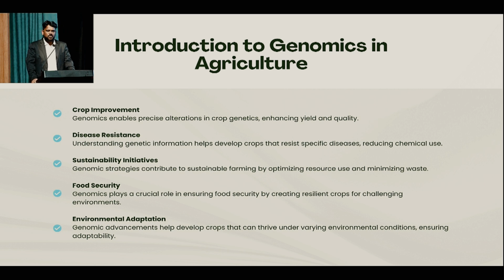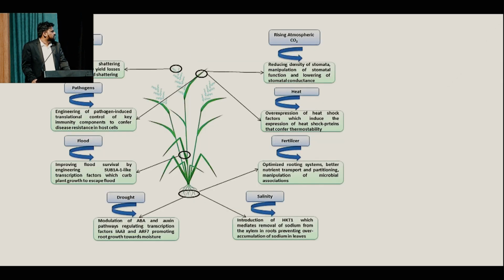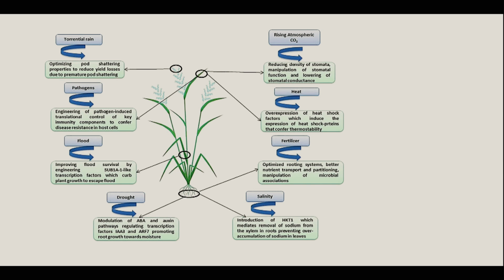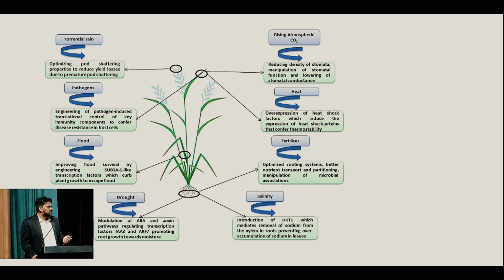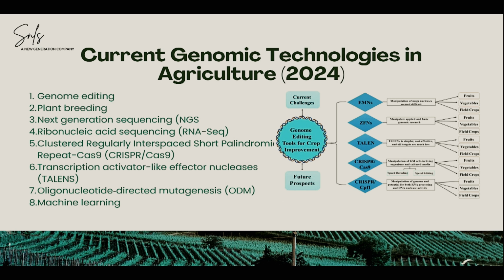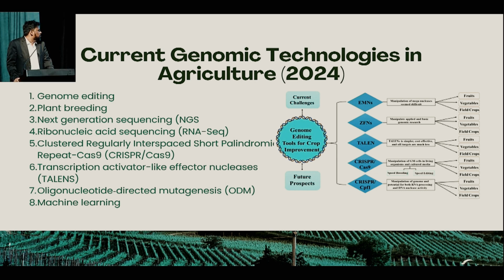Environmental adaptation: plants can be adapted to various environments by inserting a gene of interest which helps the plant adapt. So where do we integrate genomics? Whenever a plant is growing, for giving sustainable food nutrients, as well as to change its adaptations, nutrition qualities, heat tolerance, stress tolerance, everywhere we can integrate genomics for better improvement of crop quality and production. The current approaches used worldwide as well as in India are genome editing, plant breeding, next-generation sequencing, RNA sequencing, CRISPR, TALEN technology, and machine learning, which are being integrated for crop improvement.